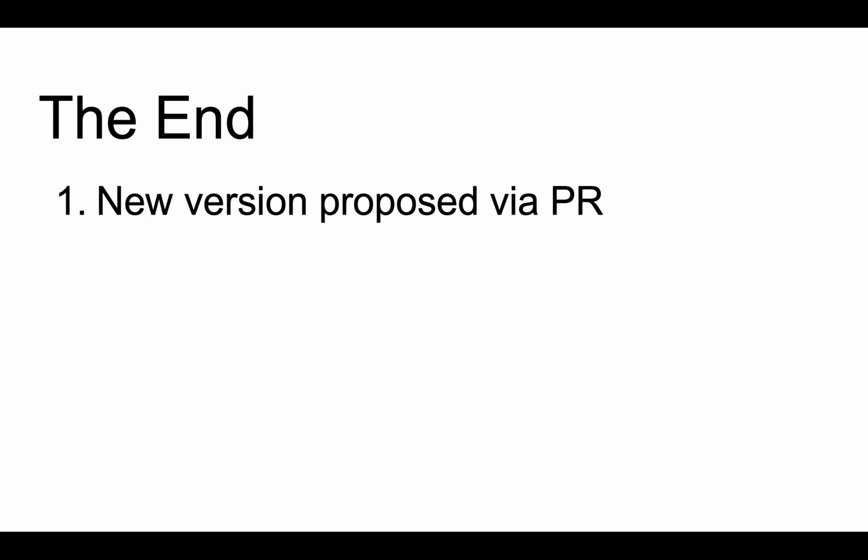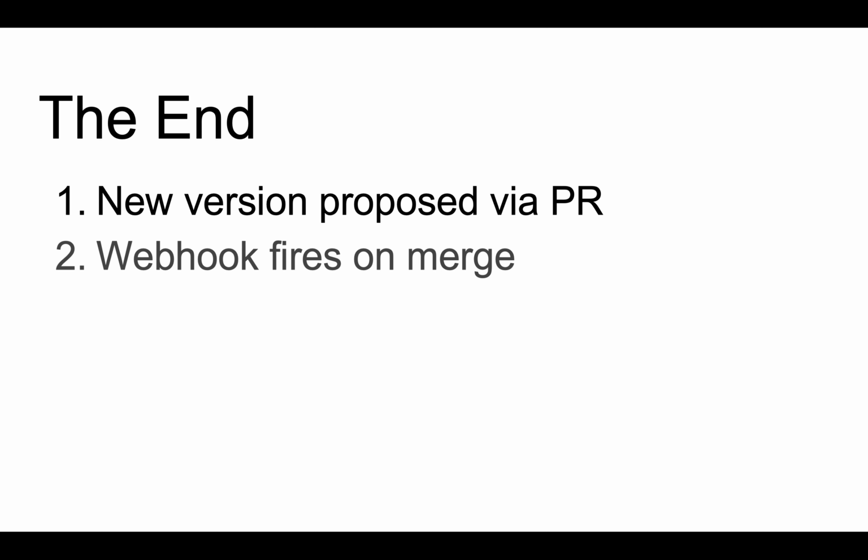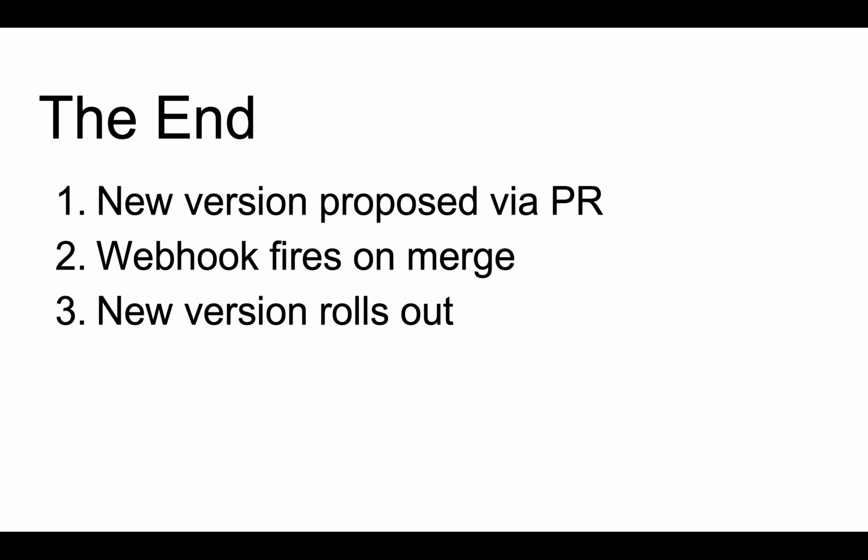And that kind of brings us back to the end. I've explained all the concepts behind this, and just to remind you of what that higher level flow is that brings it all together. User proposes a new version via pull request. When that PR is merged by an environment owner, a webhook fires, and a new version gets rolled out.